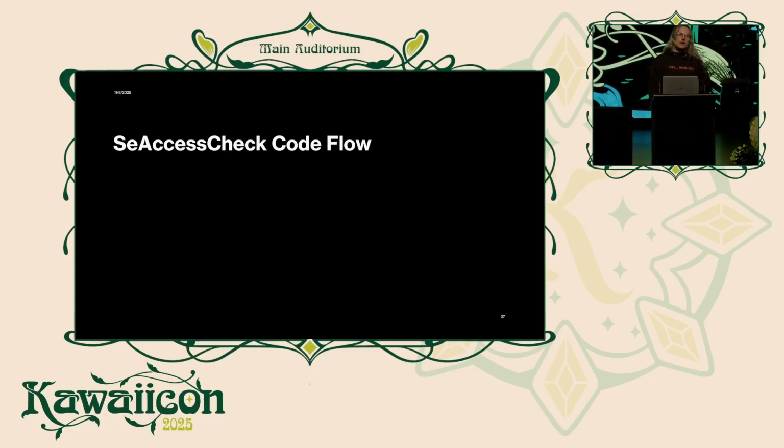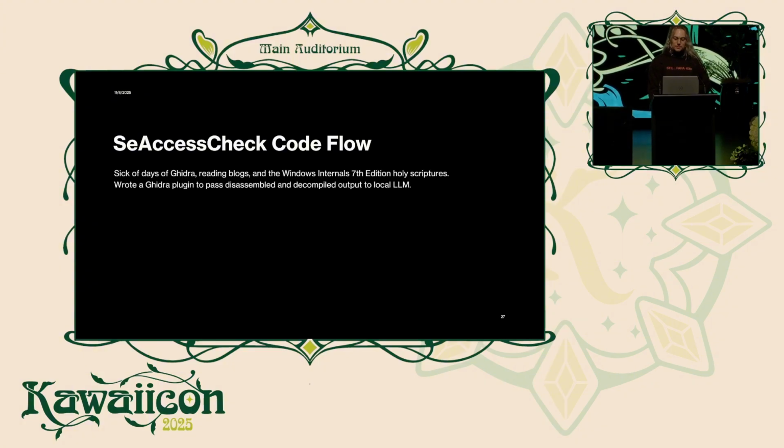So, all right, we're going to go back to the basics. We're going to have a look at the SeAccessCheck function and its code flow. I spent a lot of time reading the Windows Internals 7th edition Holy Scriptures, but I couldn't find anything that would give me a clue. I wrote a Ghidra plugin to pass the disassembly and decompiler output to our local LLM, which was heating our Wellington office over winter. But then I looked at some other resources that were out there, such as ReactOS.